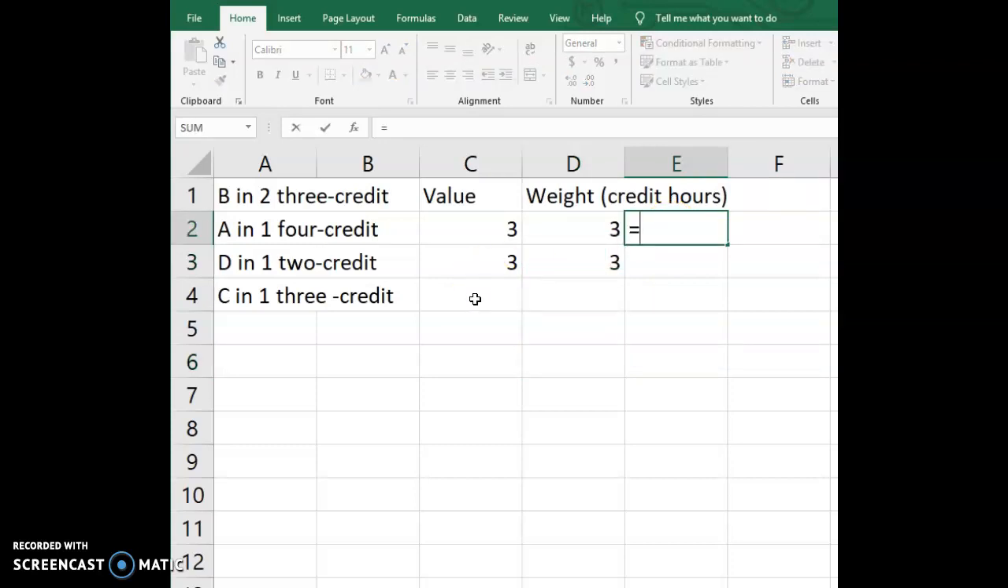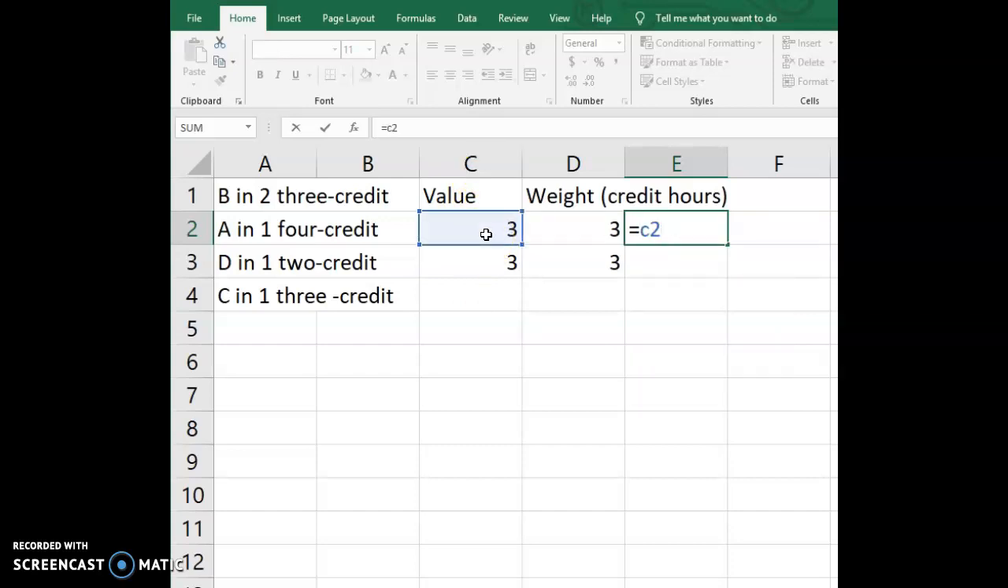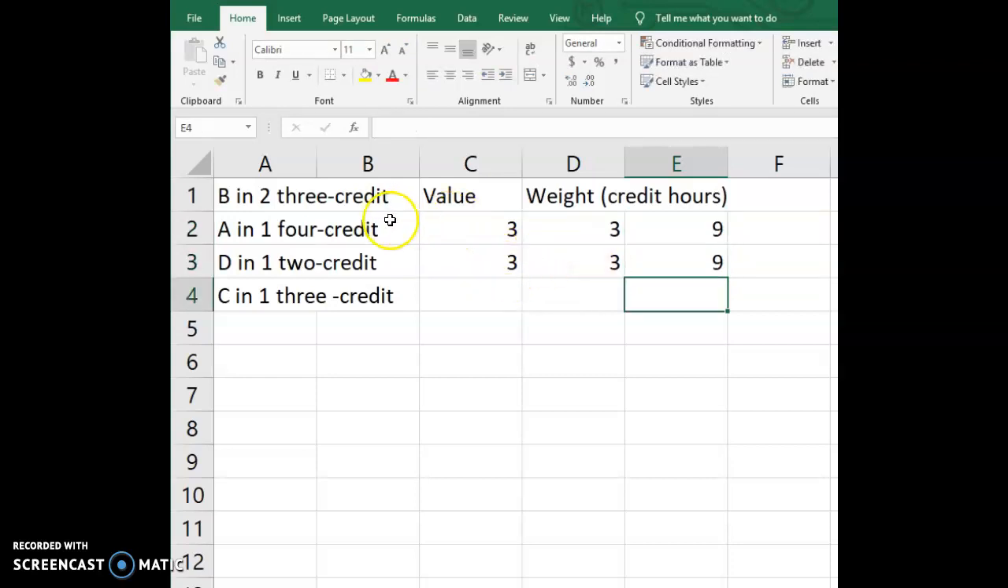So in Excel, you can do cell reference C2, and I want to multiply that by D2, the value of the B multiplied by the credit hours. And the reason it's nice to do cell reference is that Excel is smart. I can just drag that down, and here it's doing C3 times D3. Okay, so I've done my B's.